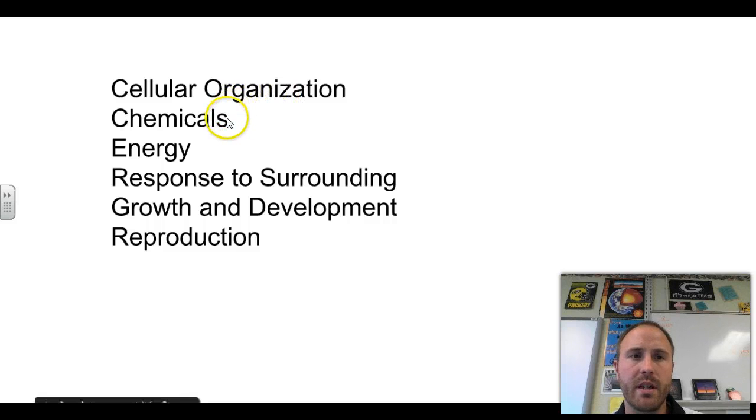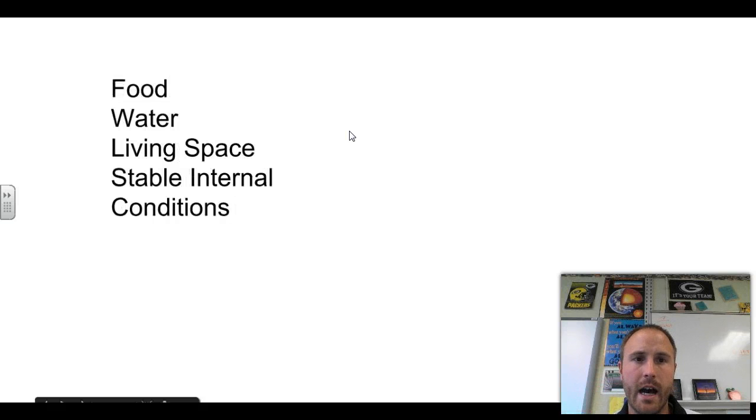We're going to talk a little bit about chemicals. We rely on chemicals inside our body to be able to do certain things. Energy, which comes from the source of food, response to surroundings, so we have to be able to respond to our surroundings by either moving closer or further away from things that we need. We all have to be able to grow and develop, and we all have to be able to reproduce. So these are the things that we would consider that all living things share as characteristics.